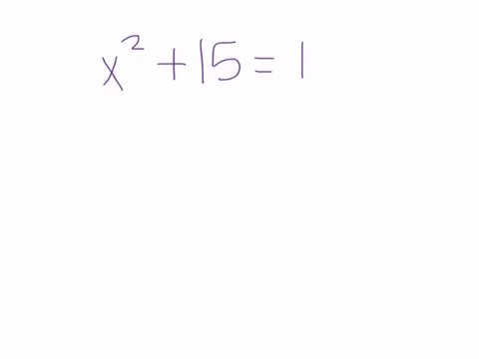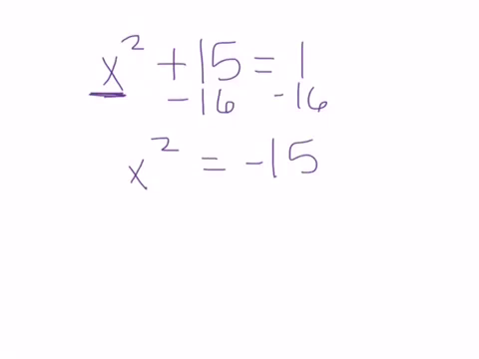Okay, here again, no x term, so we can extract the square. We can use that method on this quadratic. First thing we need to do, isolate the x squared term, so we're going to subtract 16 from both sides. That leaves us with x squared equals negative 15.